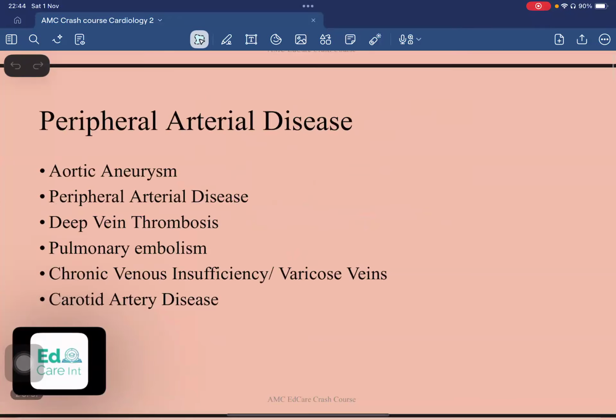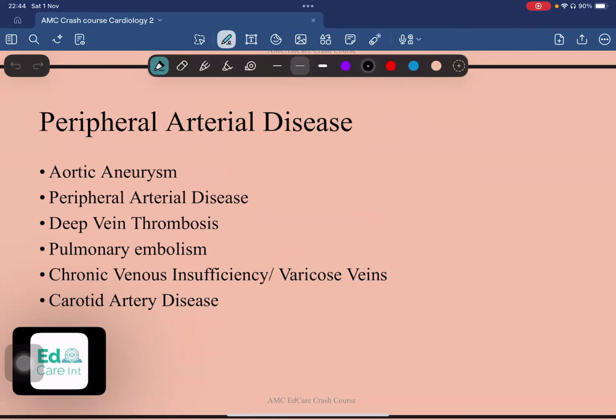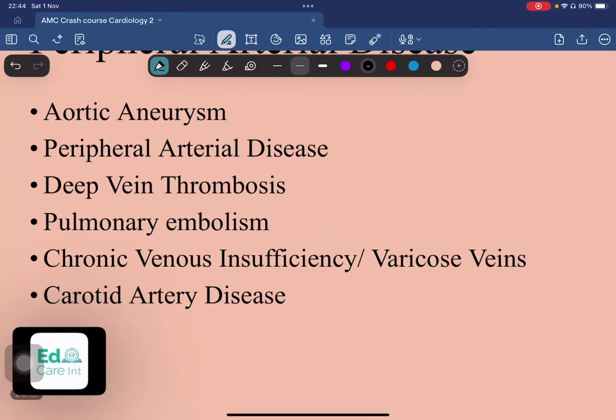So these are the topics that I thought I will discuss. Oh, my bad, I'm sorry, this peripheral arterial disease is not the topic. These are the ones that I'm going to talk about: aortic aneurysm, peripheral arterial disease, deep vein thrombosis, pulmonary embolism, a very controversial topic when it comes to AMC. So many opinions and so many guidelines say different things.